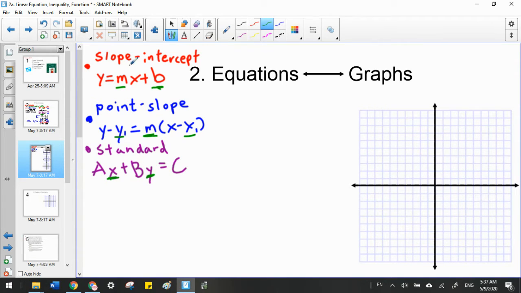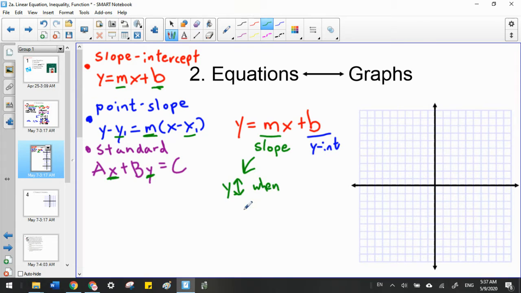Okay, so first let's talk about slope-intercept. That's the easiest and the most popular, so we'll get that out of the way first. So with slope-intercept form, the m is what is known as the slope, and the b value is what is known as the y-intercept. Now, I already told you what slope means in the last section, but we'll talk about it again. The slope is the change in y value when x goes up by 1.